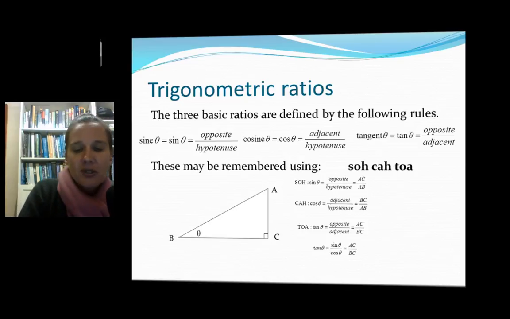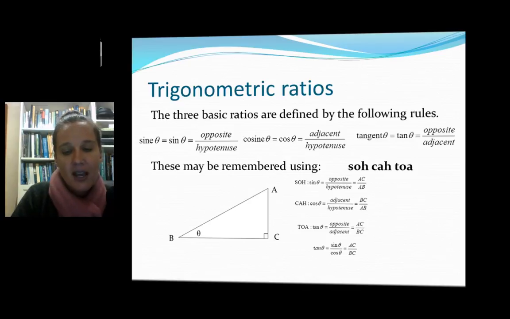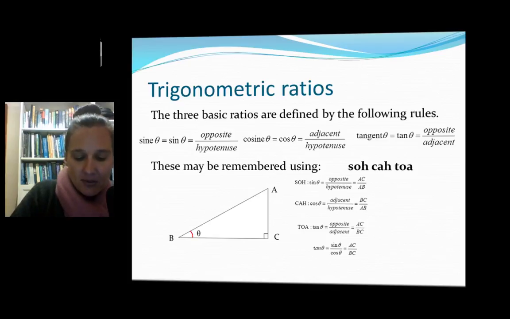Now we look at our trigonometric ratios. We have 3 basic ratios formed by the following rules. Sine of theta is the opposite divided by the hypotenuse. Cosine theta is the adjacent divided by the hypotenuse, and tangent theta is the opposite over adjacent. Here we label our sides: our opposite, our adjacent, and our hypotenuse.